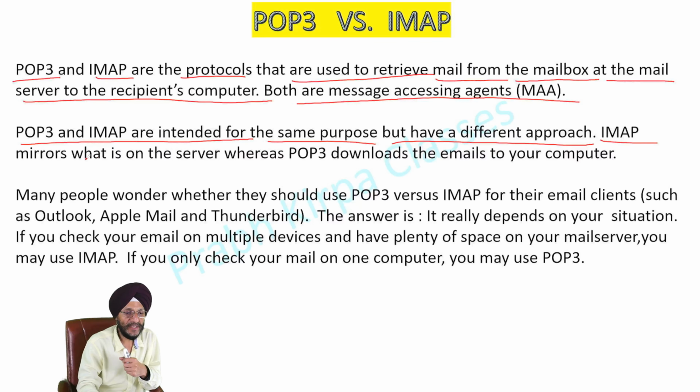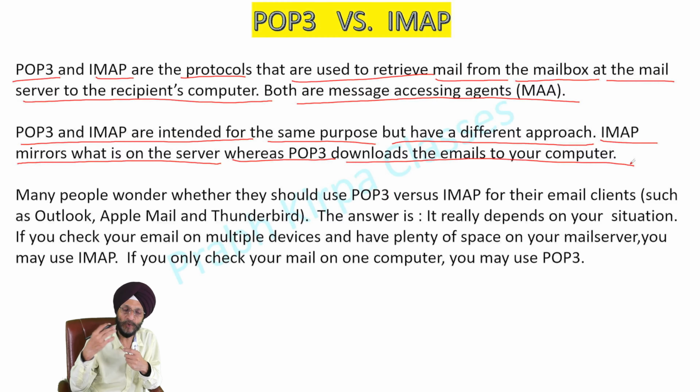IMAP mirrors what is on the server, that is, what emails are available on the server. IMAP shows us the same, whereas POP3, Post Office Protocol version 3, downloads the emails to your computer and no copy is retained on the server.